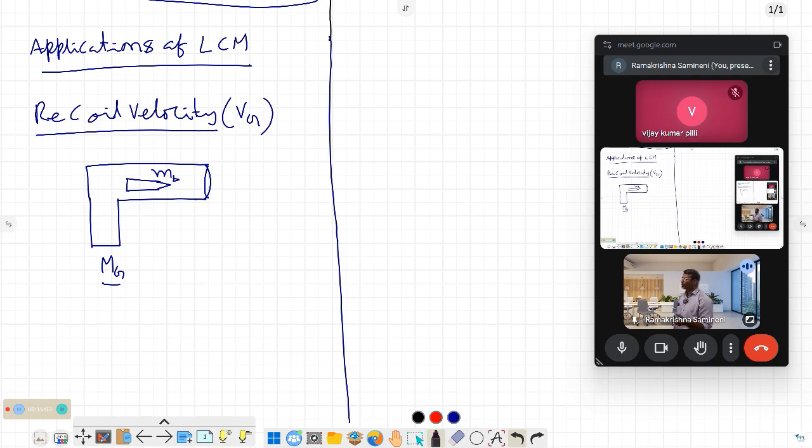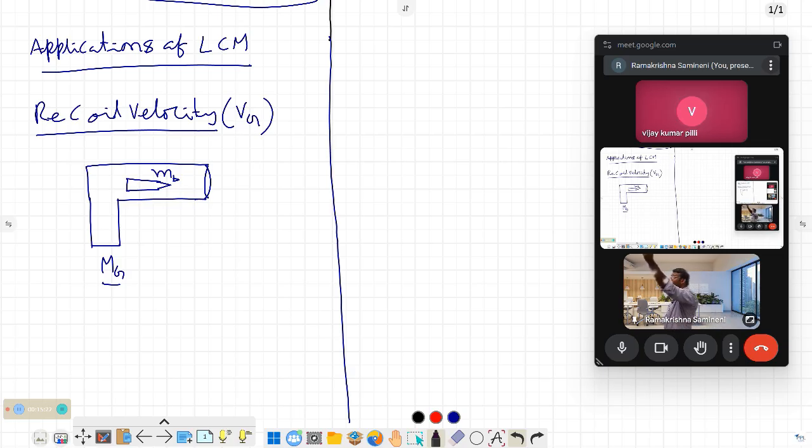Before firing, what is the condition of the gun and bullet? After firing, what is the condition of the gun and bullet? To understand this one, what we are doing here, we are applying conservation.